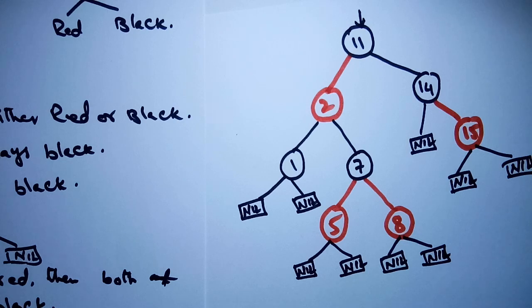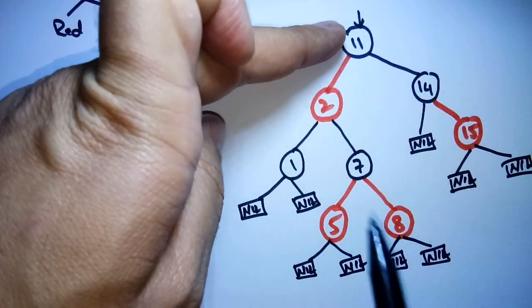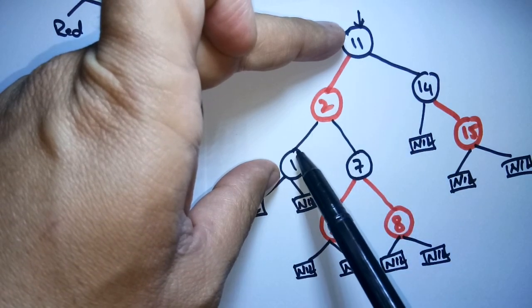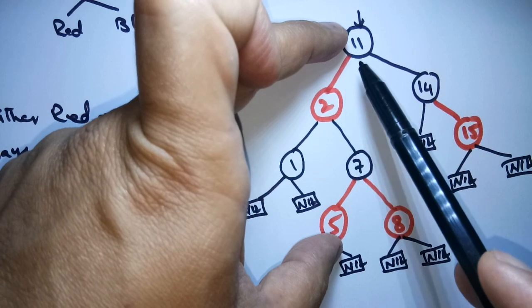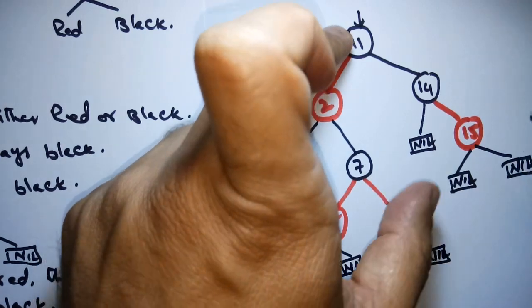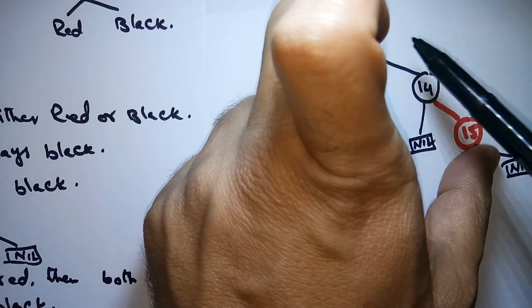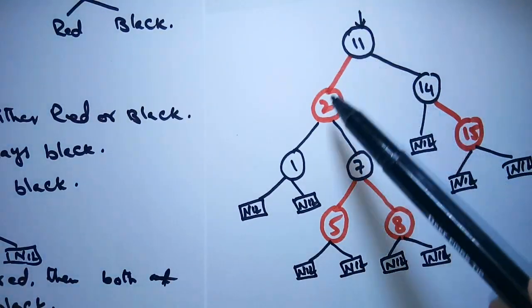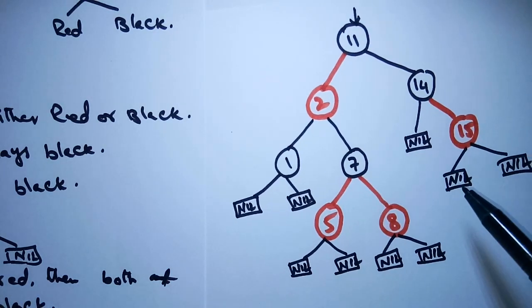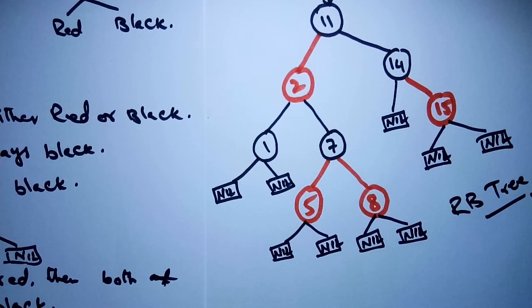And finally, all paths from root to leaf contain the same number of black nodes. From the root to this leaf, the number of black nodes is 1 2, right? Another leaf, number of black nodes 1 2. Another leaf, number of black nodes 1 2. This is another leaf node, number of black nodes 1 2. So from the root to all the leaves, the number of black nodes should be the same. In this case all the numbers of black nodes are the same, so yes, this is a red black tree.